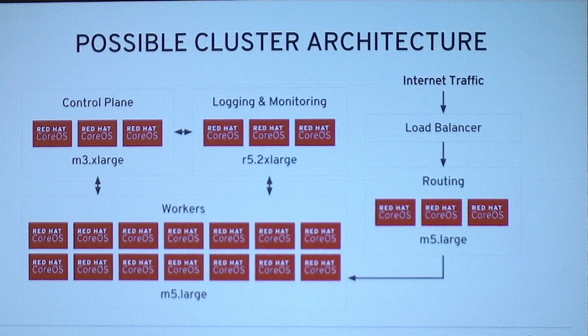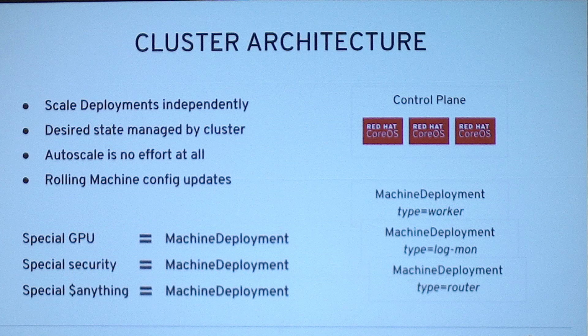All right, so here we got a possible cluster architecture. In the top left, you have the control plane. Those are M3 extra larges. Then you have some high CPU systems for your logging and monitoring. But then you'll notice that both workers and routing have M5 larges. Why are they separated out? Well, they could have different configurations, different security settings. For example, the routing is actually accessible by external traffic, so you may want to have additional security configurations set on it. So you could go ahead and define these different types of machine deployment types.